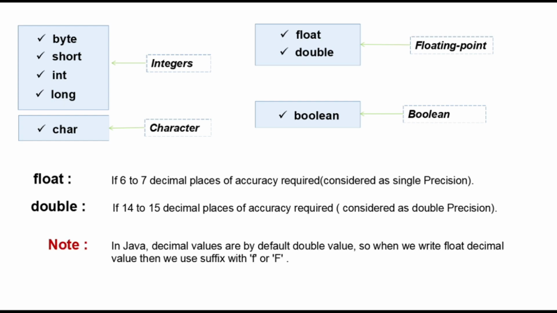So here note down, in Java decimal values are by default double values. So when we write a float decimal value, we use the suffix lowercase f or uppercase F. So by default decimal values are double. Means if you are writing float price equal to 10.5, here 0.5 is a decimal value, right? So by default decimal values are double in Java, so this is wrong. If you still want to take the float data type and store this value, then you have to use the suffix f. So if you write float price equal to 10.5f, then this is the right way.